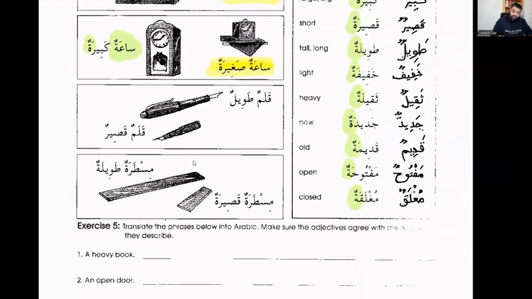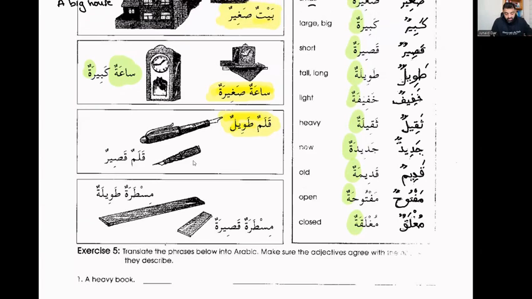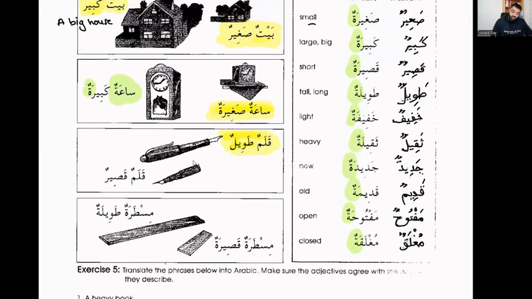Okay, let's do the next one then. Bushra, is it your turn? This one? Qalam tawil. Good. And it means what? Have a guess. What do you think it means? Tall pencil. Tall pen, yeah, good.